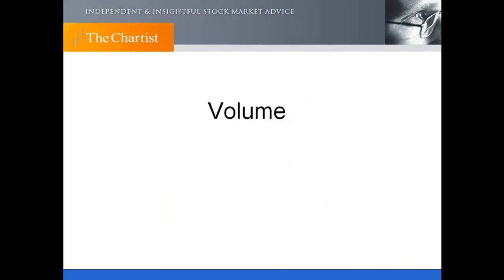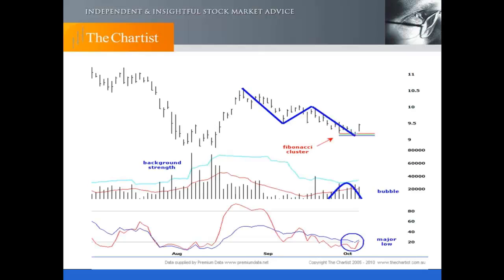So when the two come together in an overbought, oversold, you should pay a little bit more attention. But as I said, in the Chartist, we don't really use overbought, oversold on its own. We like to see other points of confluence, and we'll talk a bit about those as we go on through this presentation. Volume, very, very important.